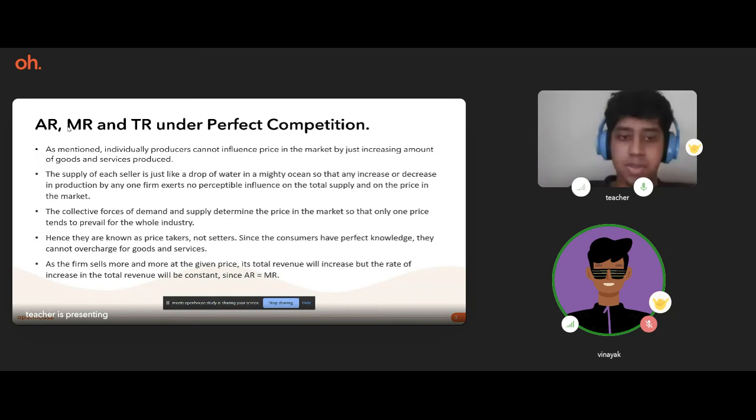So, what do the collective forces of demand and supply do? When I say collective forces of demand and supply, I mean something like this. You'll remember something like this, right? This will be your supply curve, this will be your demand curve. This price point, which is the intersection point here, let's call it X, is the determined price, the one price that tends to prevail in the entire industry.